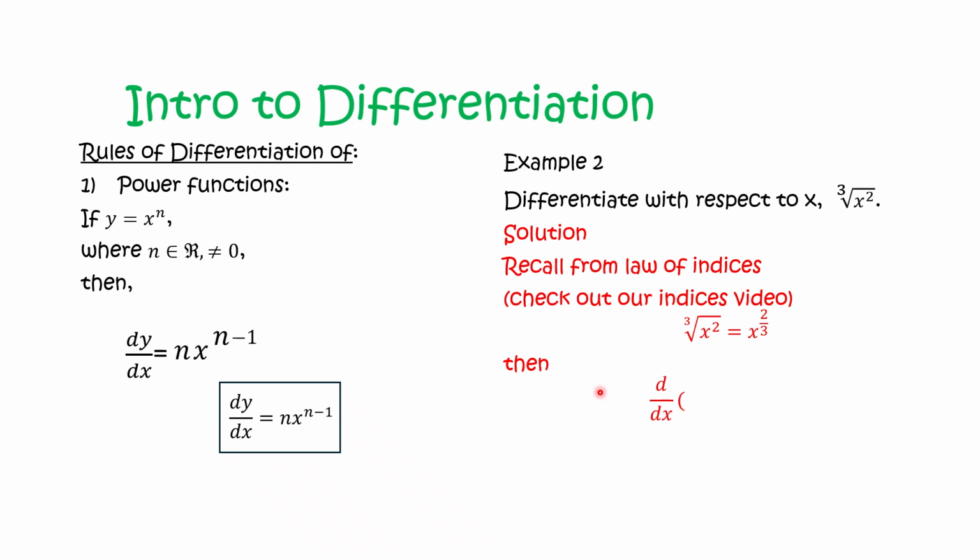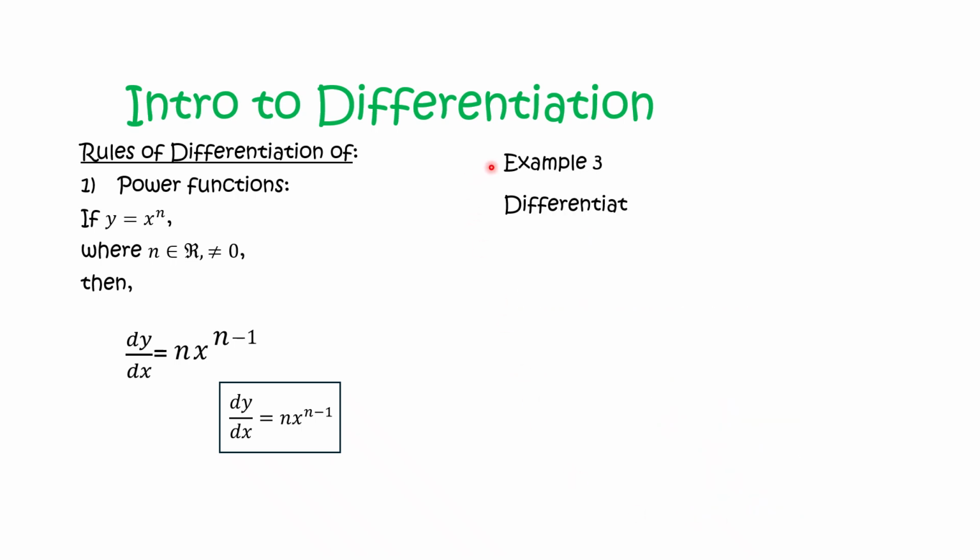Then the dy dx, or the d dx in this case, of x to the 2 over 3 will be, we drop the power, 2 over 3 times x to the 2 over 3 minus 1. Simplifying that, we would get that. And of course, from the laws of indices, that can be expressed as that. And finally, we have our answer as that.